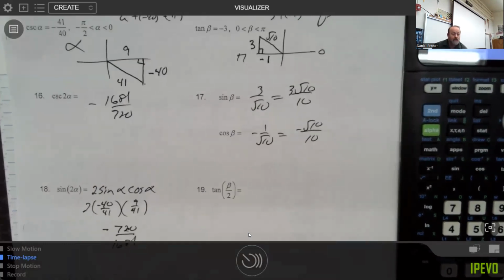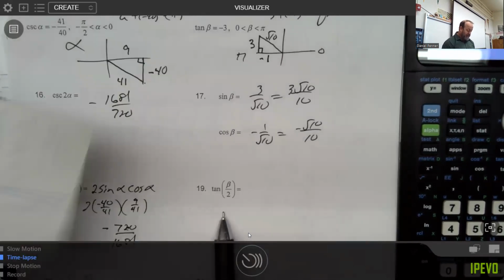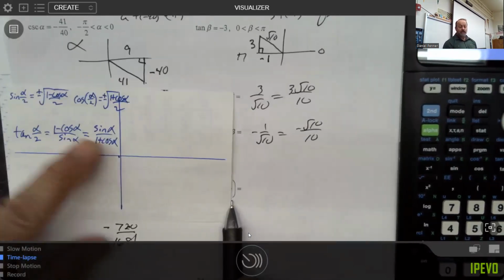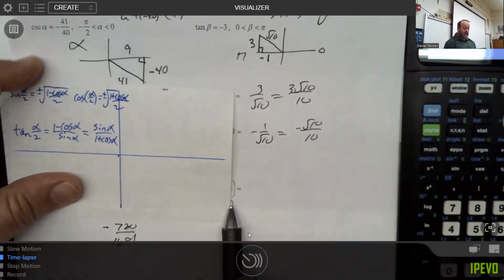Now, when we get on to our friend the tangent, it's a little bit of a bummer because we have 3 distinct identities that we can use for a half angle tangent. And I didn't write the third one down.